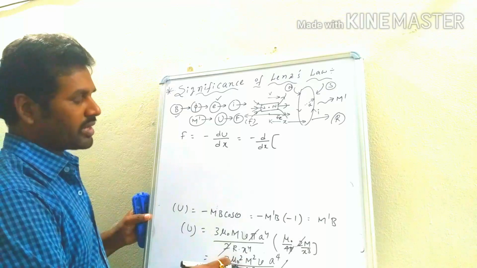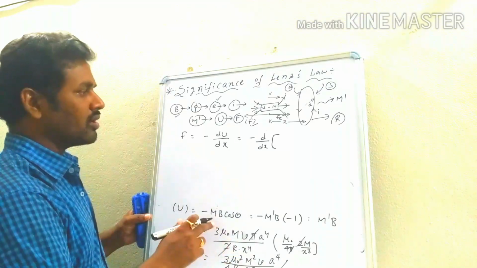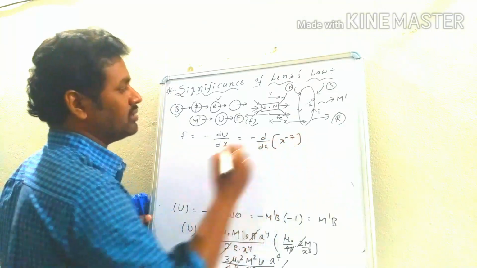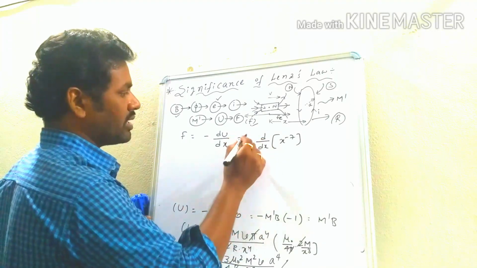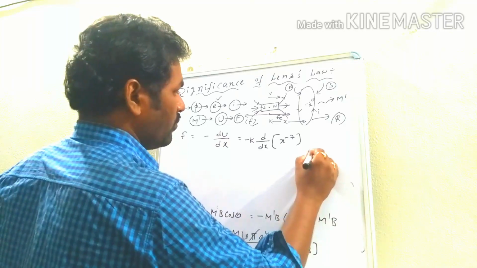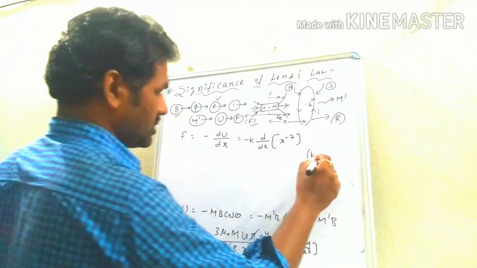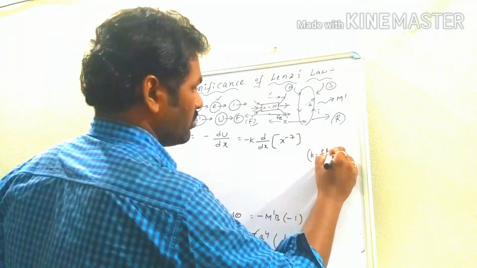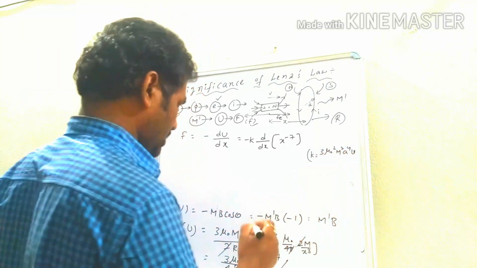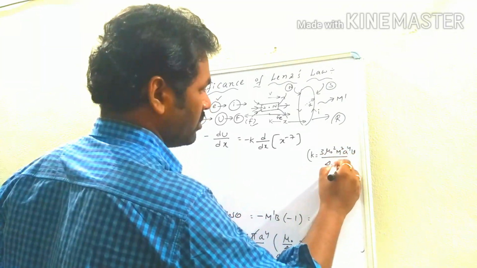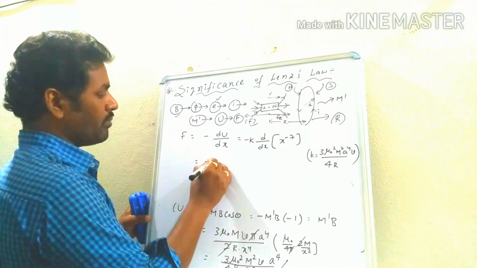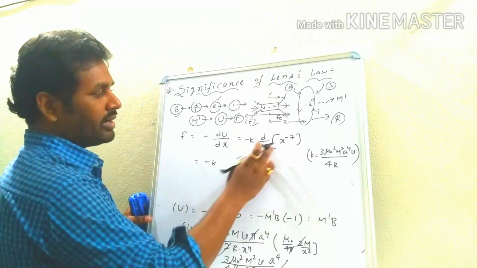The entire thing you can take. Everything is constant, right? Except x power 7. Directly you can take the constant outside and take only the variable inside, which is x to the power of minus 7. And the constant I can take as minus something k. I can write here k is equal to everything, which is equal to 3 mu naught square m square a power 4 into v divided by 4 into capital R, which is constant, and that is equal to minus k into d by dx of x power 7.